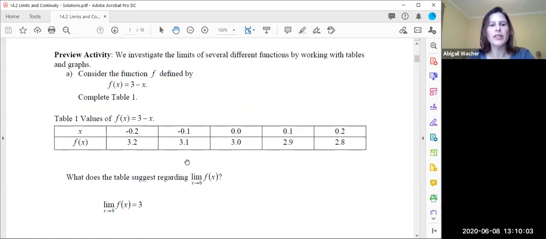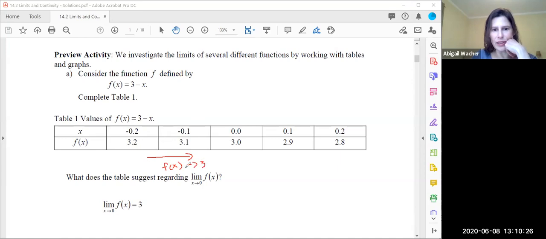Now, what does this table suggest regarding the limit as x goes to 0 of f(x)? That's the question. All right, so let me see. Well, I have 3.2, 3.1, and then goes to 3. So it looks like in this direction my f(x) is going towards 3. And so this would actually be the limit as x goes to 0 from the negative side. So from the left side, it goes to 3.